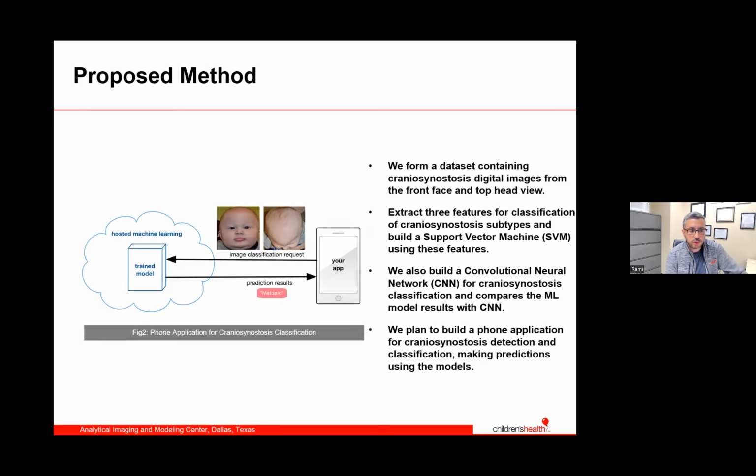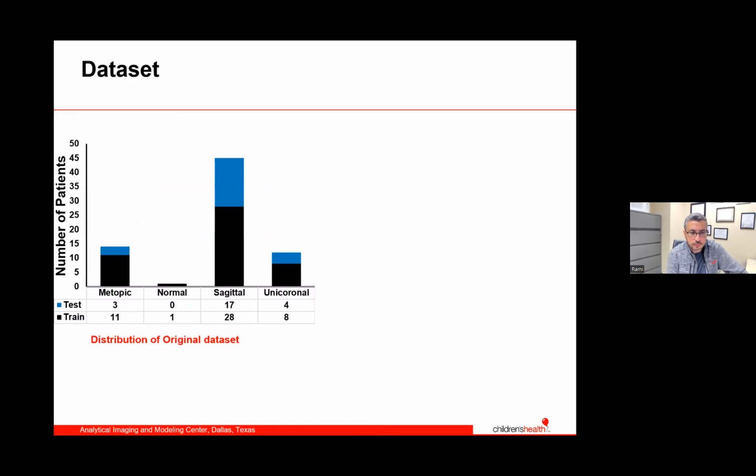So what we try to do is take as much data as we can, and we used 2 models. We used a support vector machine, and we also used a neural network to work on the study, to try to separate data from normal, metopic craniosynostosis, sagittal craniosynostosis, and unicoronal.